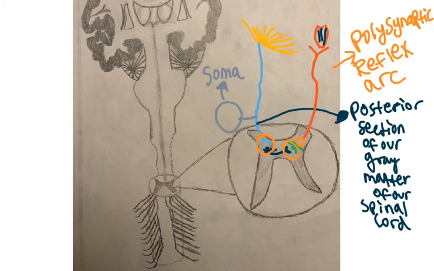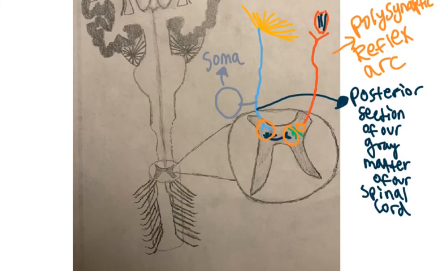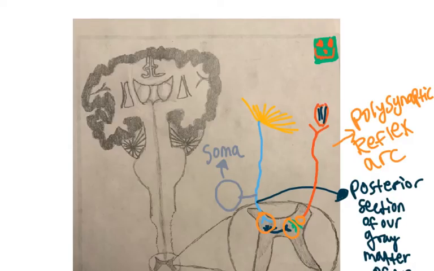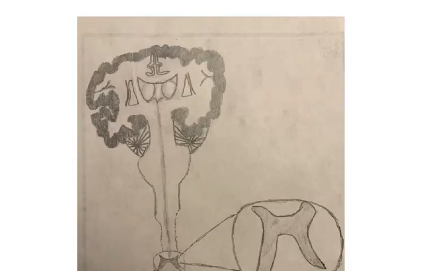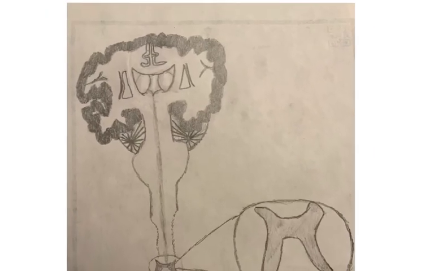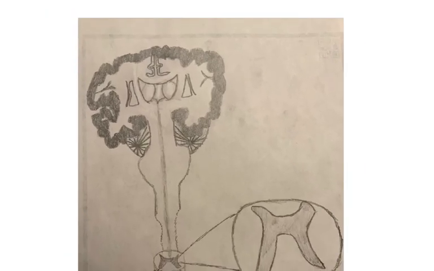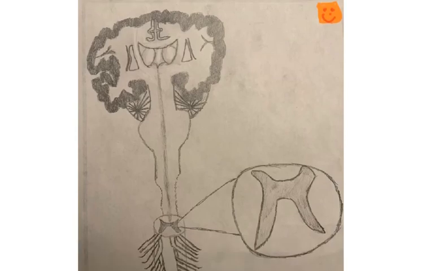I bet you guys already guessed it, but let's go and look at a monosynaptic reflex arc. All right, so let me pull up a new picture of my sketch. Let's go to a new page and pull up a new picture. All right, there you go. So now let's look at a monosynaptic reflex arc. Let's just get this color and keep it consistent, right?